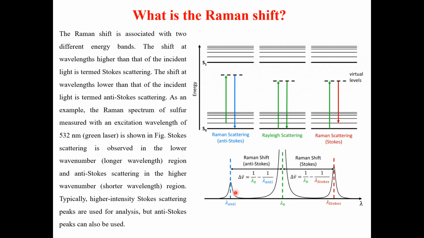So typically, higher intensity Stokes scattering peaks are used for the analysis. These are the high intensity peaks. They are being utilized for the Raman analysis, but we also do not ignore the anti-Stokes peak because it can also be used for the analysis. So both of these peaks can be used in Raman analysis, but the importance is given to the Stokes scattering.